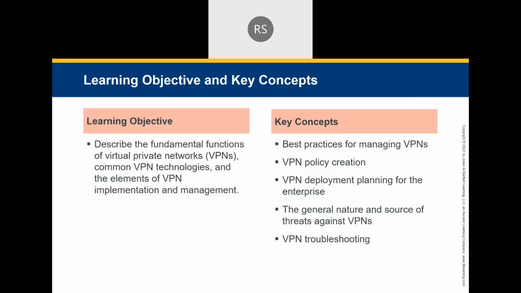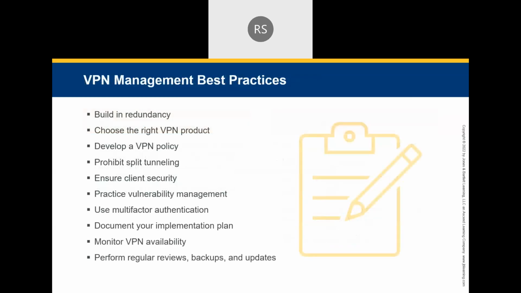First, we're going to look at some best practices for VPN management. First, we want to make sure that we implement redundancy measures to ensure uninterrupted VPN connectivity, such as backup servers or multiple VPN gateways. We'll also make sure we select a VPN solution that aligns with the organization's needs. We need to consider factors like scalability, security features, and compatibility with existing infrastructure as well.